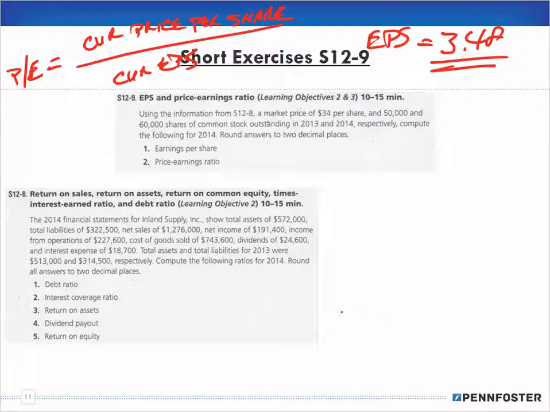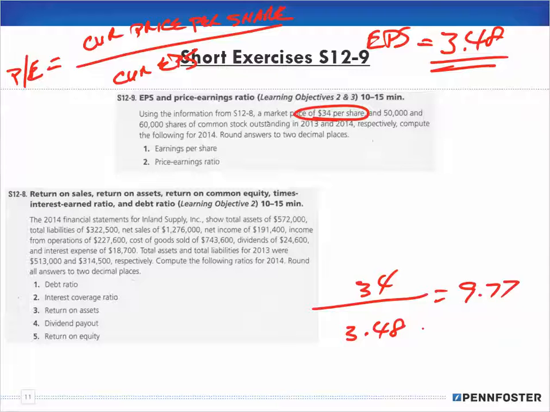So that's going to be in my denominator, 3.48, and my current price per share. They're telling us that my market price per share is $34 per share. So I have $34 per share over 3.48. I'm going to take 34 and divide it by 3.48. I end up with a PE ratio of 9.77. And that's the answer for the price to earnings ratio, 9.77.